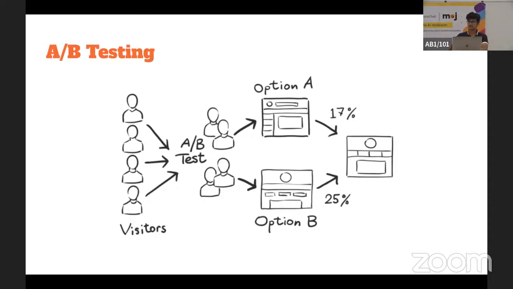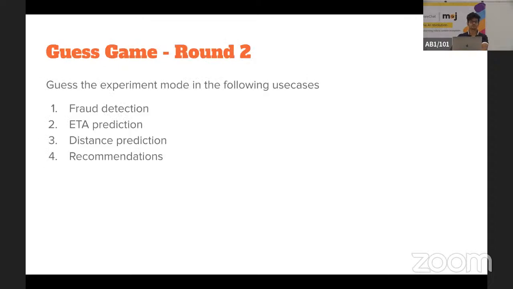So that's A/B testing at a glance. Now this is round 2: for the same four applications, we'll discuss what makes more sense, shadow or A/B. But before that, are there any questions related to A/B or shadow? Anything related to online experimentation?